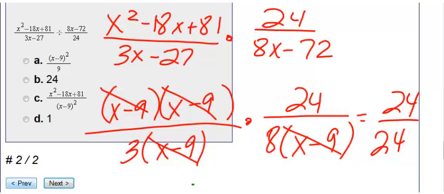Okay, so if you didn't see it at the very beginning, we see it at the end. 24 over 24, those cross off. If everything crosses off, we are left with an answer of 1. So don't be tempted to put 0. If everything cancels, you get 1 as your answer.